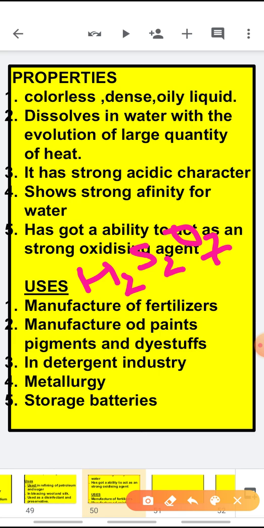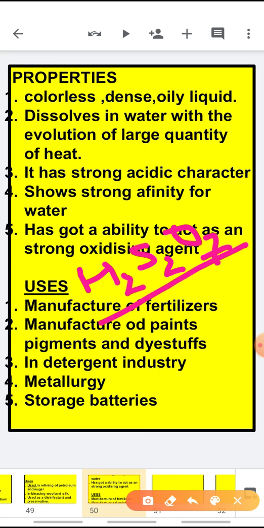The reaction takes place in 3 steps. The first one is burning of sulfur or sulfide ore to produce sulfur dioxide. Then conversion of sulfur dioxide to sulfur trioxide in the presence of vanadium pentoxide and oxygen. And in the third step, the absorption of SO3 on H2SO4 to give oleum. So, this oleum is diluted and we get the sulfuric acid.